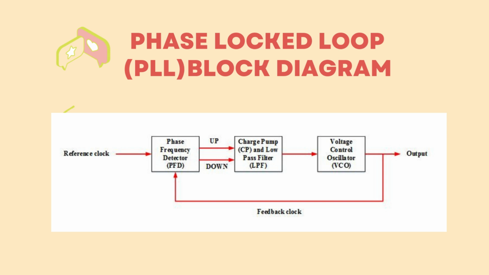Its fundamental purpose is to synchronize a generated clock signal with a specific reference. You can imagine it as an automatic tuning system for frequencies. To understand how it works, let's look at the block diagram of a typical PLL system. It's composed of three main building blocks.